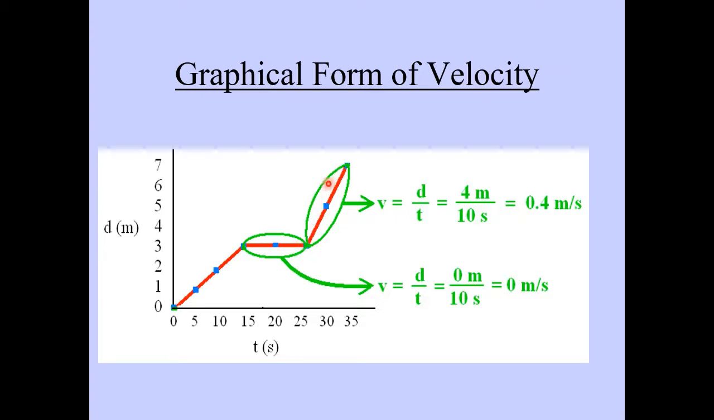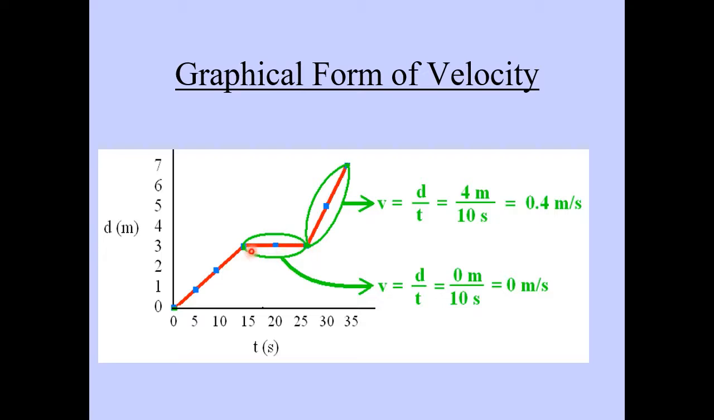And then during the last portion of the graph, when the ladybug started moving again, let's calculate her velocity there. Well, it's the distance traveled divided by the time it took. Now here we have to be careful. The distance that she traveled during this portion is not 7, it's 4.